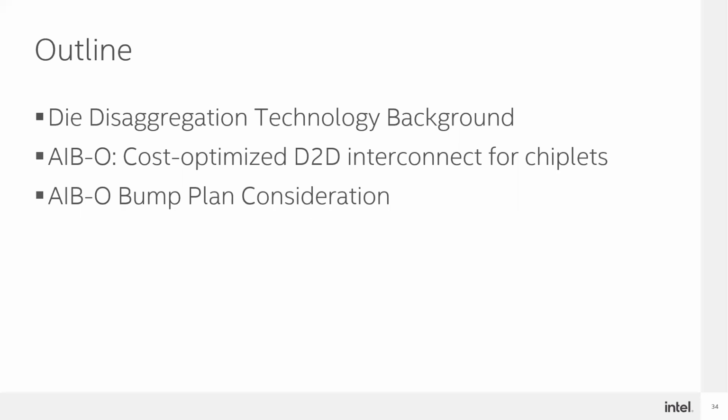Here are the outlines of today's discussion. I will start off with some die-to-die technology background, then move towards talking about AIBO as a cost-optimized die-to-die interconnect. I will also go over the AIBO bump plan and the considerations associated with that. This is to show how we could achieve the bandwidth density through innovative package routing.